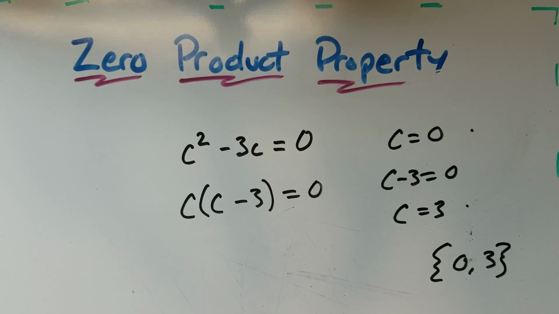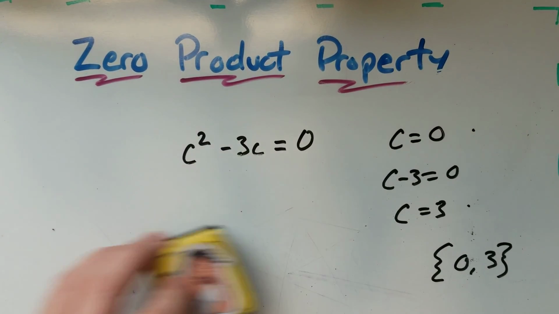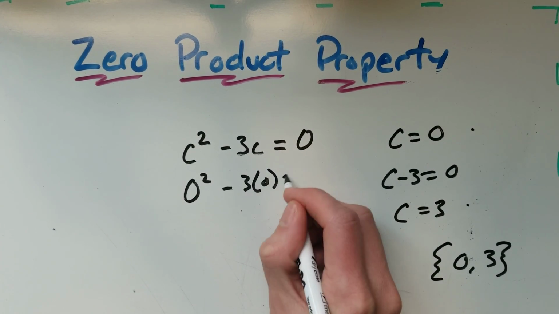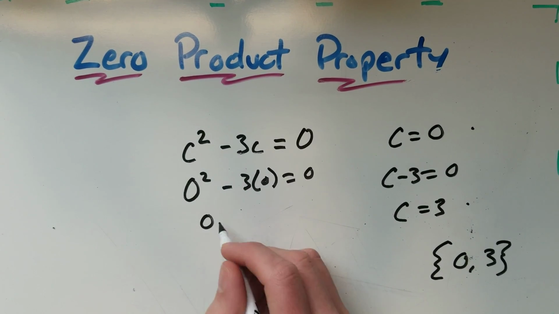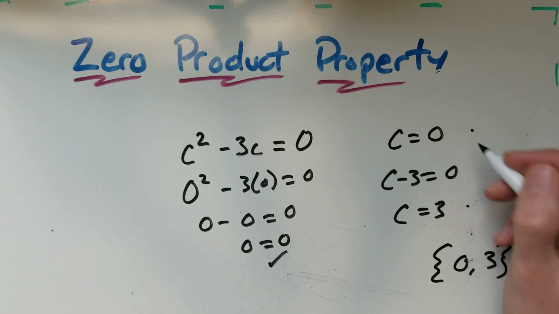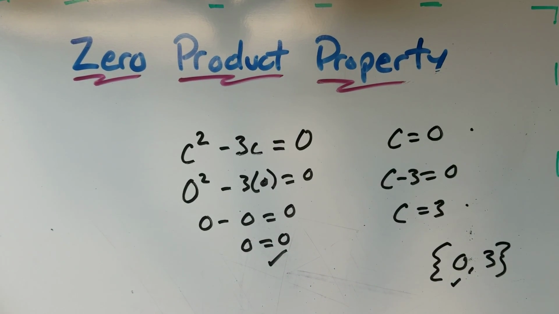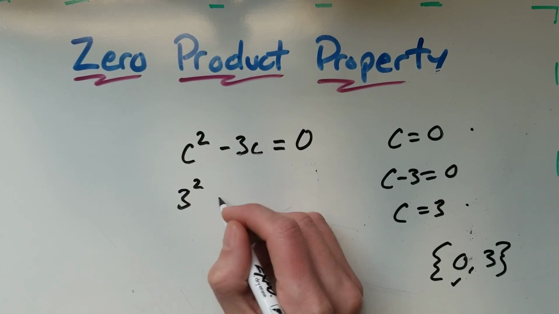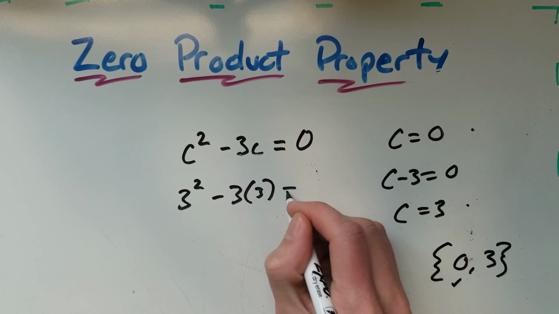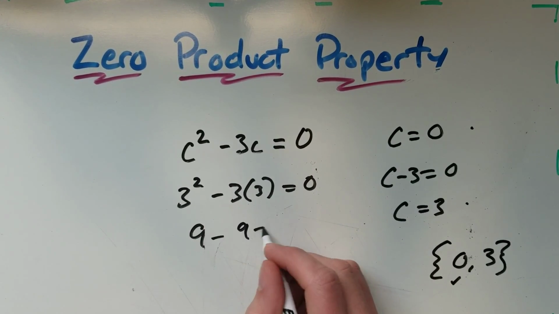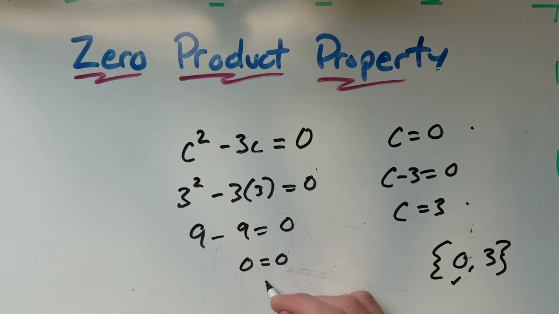If you go back to your original equation, if you put a 0 in for c, 0 squared minus 3 times 0, well, that's going to make it work. 0 minus 0 equals 0. That's true. So this solution worked, our 0. And let's see if 3 works as well. So 3 squared minus 3 times 3 equals 0. 3 squared is 9. 3 times 3 equals 9. 9 minus 9 is 0. So this one works as well. So these are our two possible solutions.